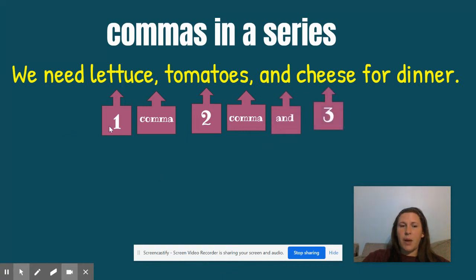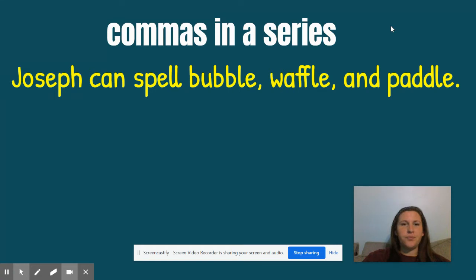So now my pattern needs to be 1, comma, 2, comma, and 3. So let's see if this sentence is right. 1, yes, comma, yes, 2, yes, comma, yes, and 3. Yes, everything's perfect in this sentence. So you're going to be practicing putting those things in order, noticing those commas, and throwing that "and" in the right spot that's supposed to be. And you need to be an expert at this when we are done.